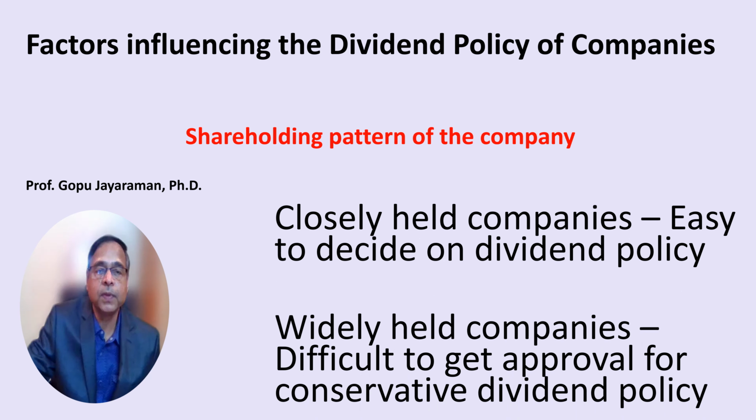The shareholding pattern of the company influences its dividend policy. A closely held company with a smaller number of shareholders, or companies heavily invested by mutual funds and institutional investors, can get approval from the shareholders for a very conservative dividend policy, and the company can reinvest its surplus amount of profit in its expansion and modernization programs. Whereas a company with widely scattered retail investors prefers to follow a liberal dividend policy, as the retail investors expect the company to maintain a high dividend yield ratio.